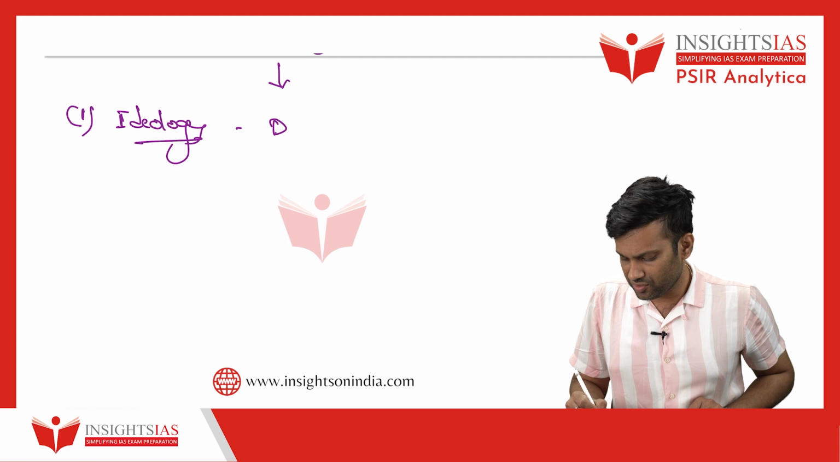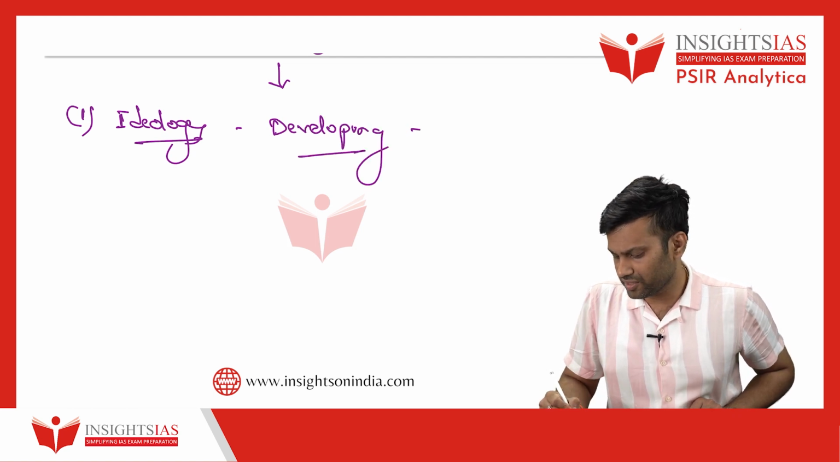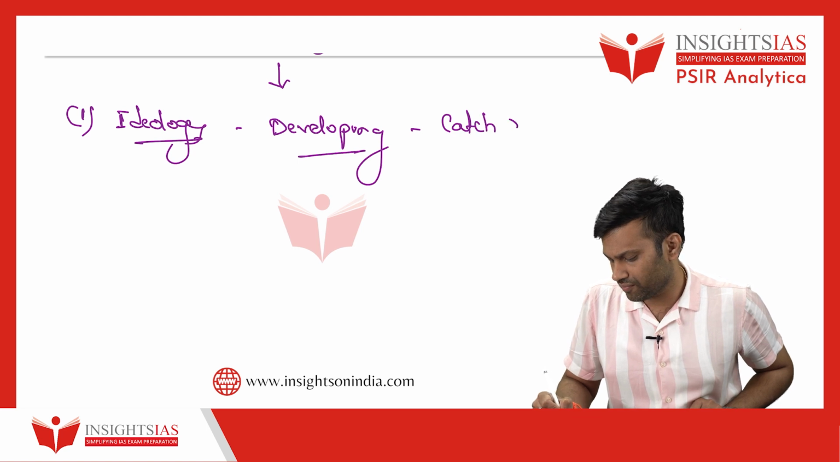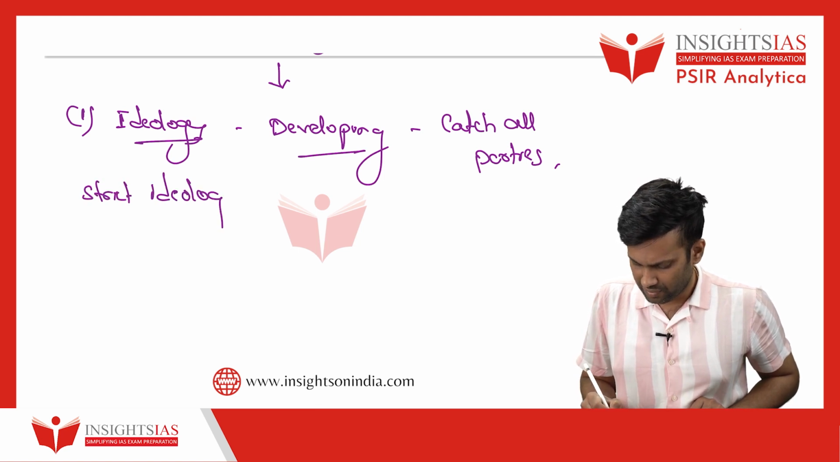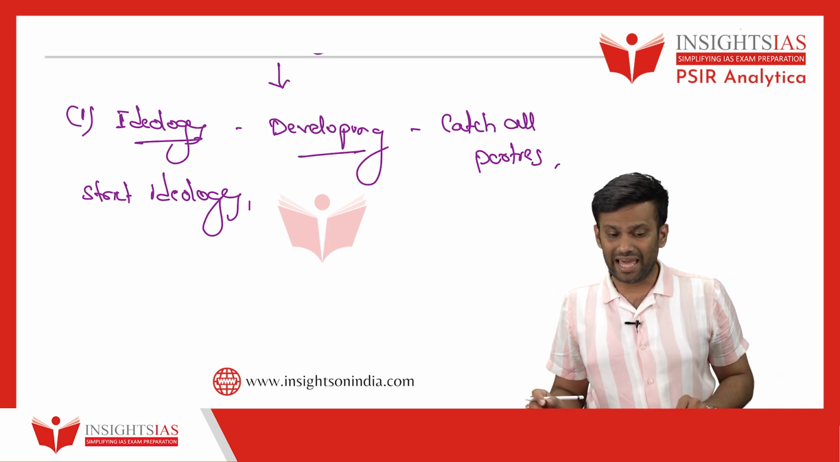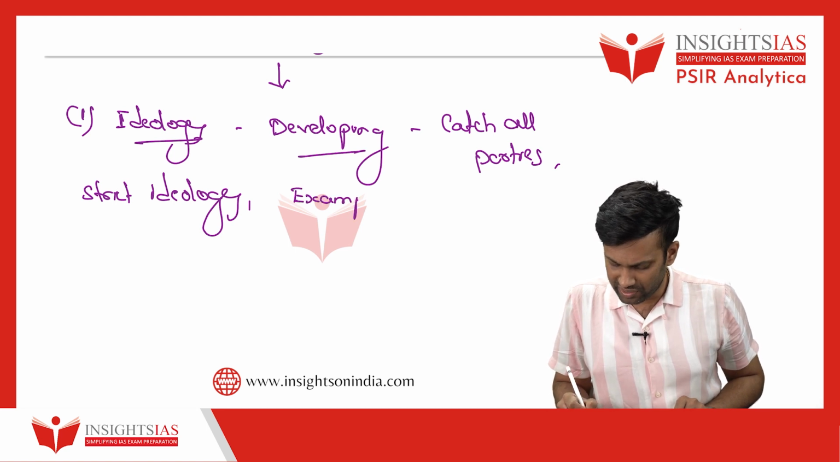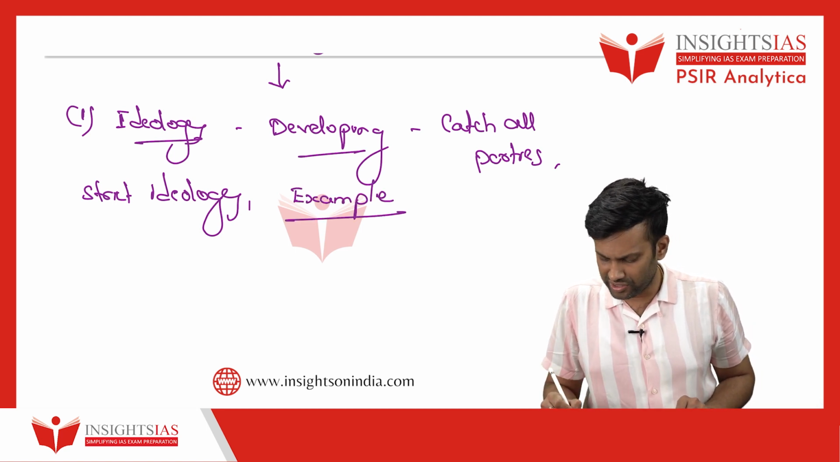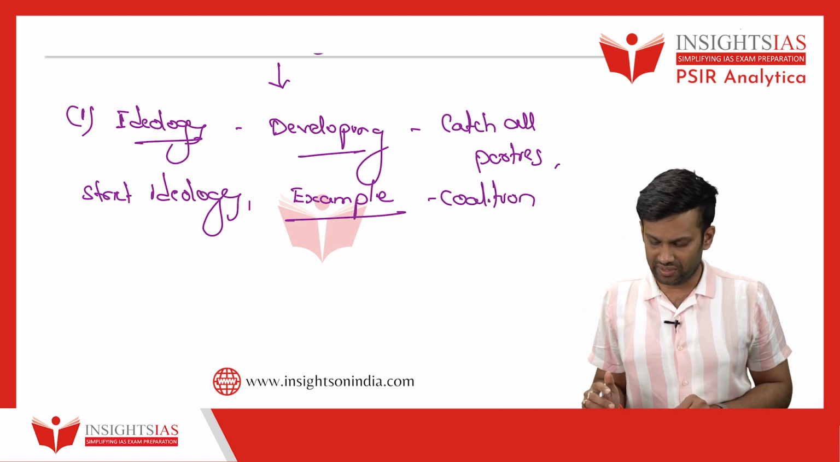In developing societies, we mainly come across catch-all parties. There is no strict adherence to ideology. Almost all parties lack ideological clarity in that regard. So you can give example here of the recent coalition between Shiv Sena, Congress and the NCP in that regard.